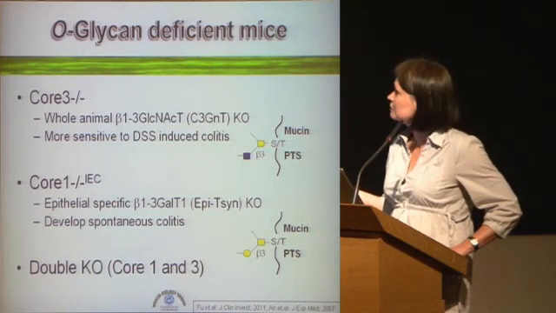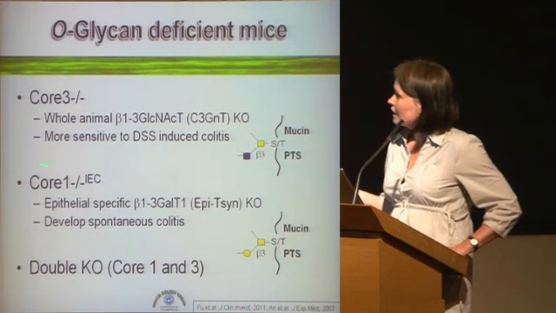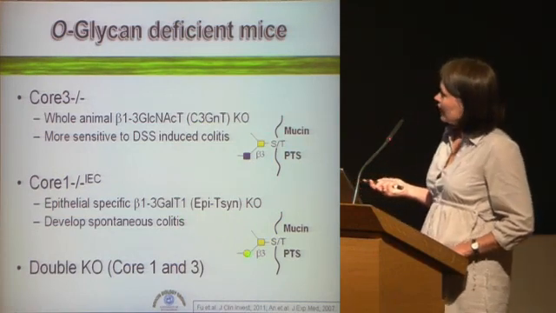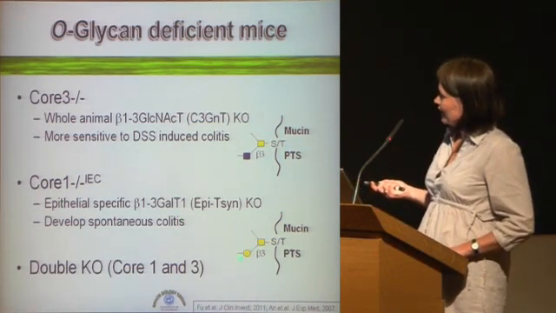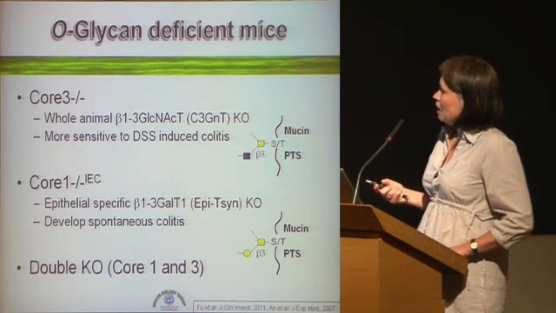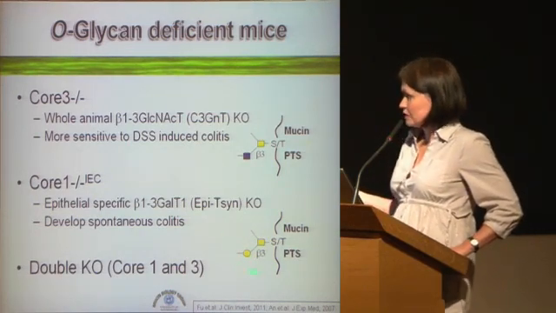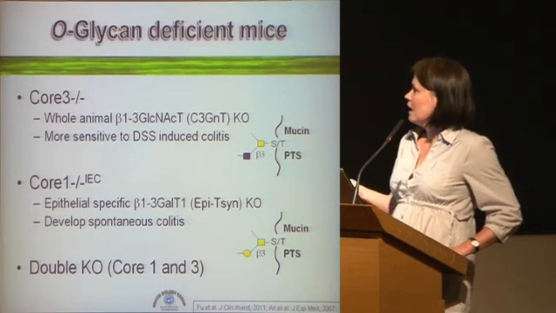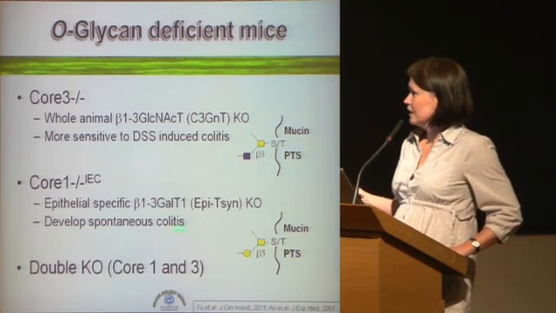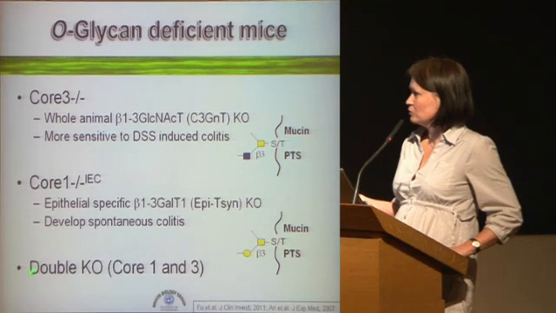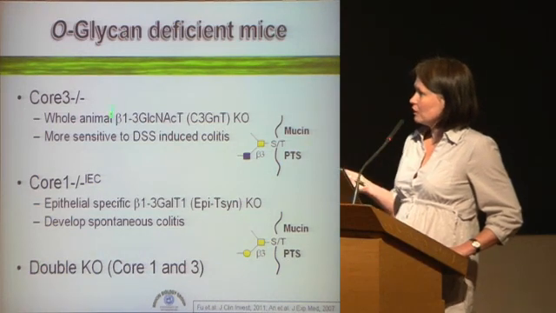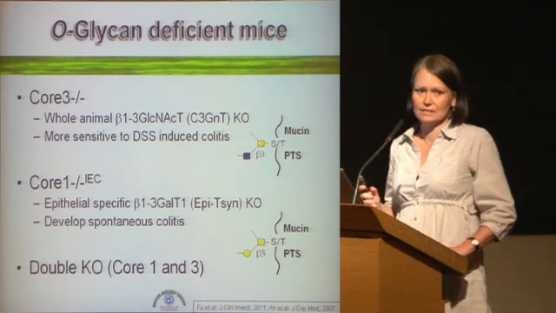This has been published. And then they have also developed the core 1 knockouts, which lack instead an enzyme transferring galactose to this position. This structure is much more common in mouse, and these animals do develop spontaneous colitis. And then we have also looked at the double knockouts lacking both these enzymes.